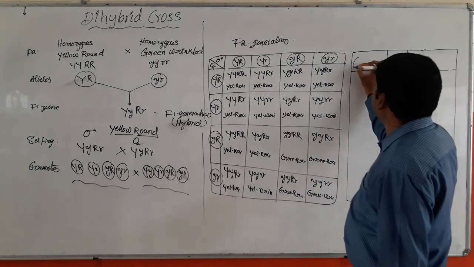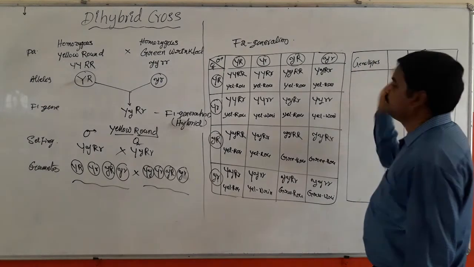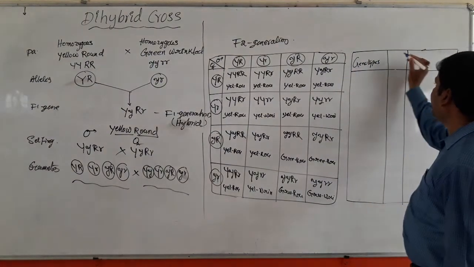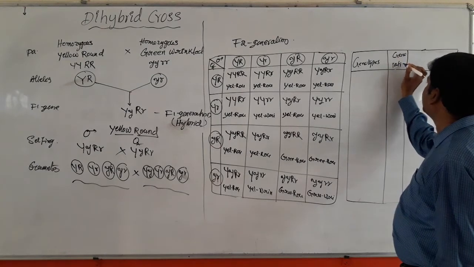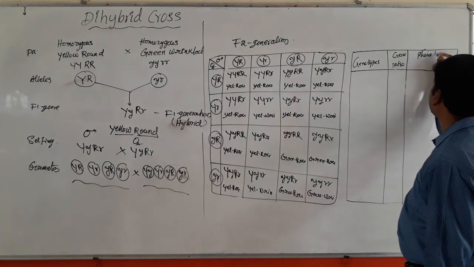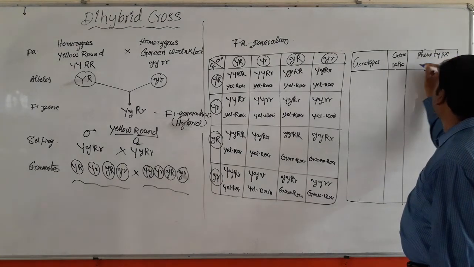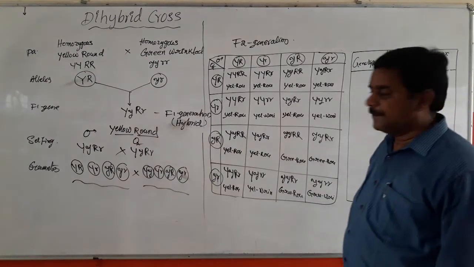This is genotypes. Okay, genotypes, and this is genotypic ratio, and this is phenotypic ratio. This is genotypic ratio. Okay.